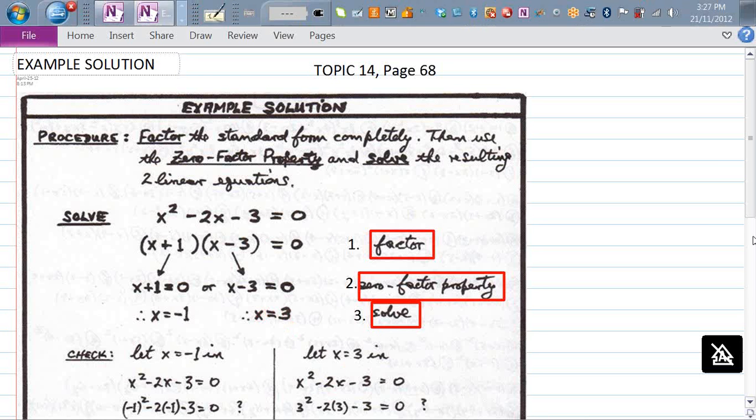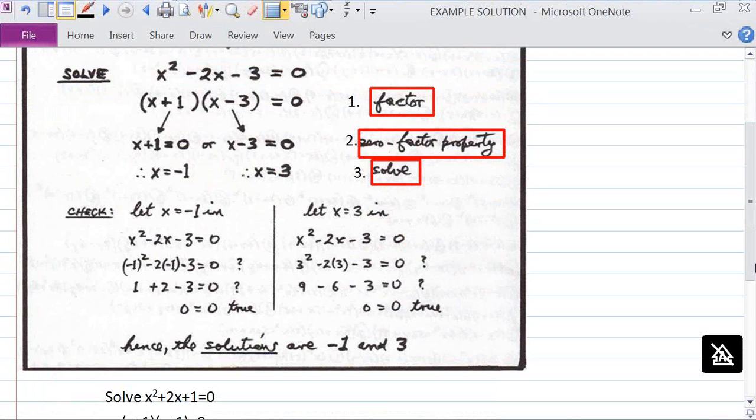So now let's go and check. We'll check the answer with minus 1. We'll put minus 1 into x squared minus 2x minus 3. So we get minus 1 squared here, minus 2 times minus 1 here, and minus 3 here. I'm not separating here. The left side and the right side are not separated. So we get 1 plus 2 minus 3. Well, 1 plus 2 is 3. 3 minus 3 is 0. So the left side does equal the right side. That is with the solution minus 1.